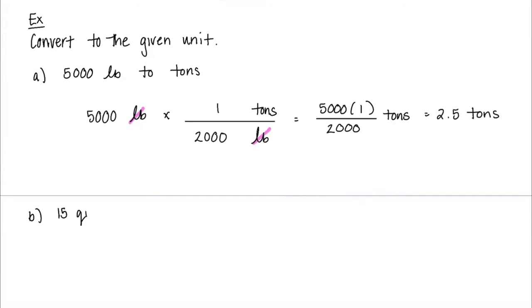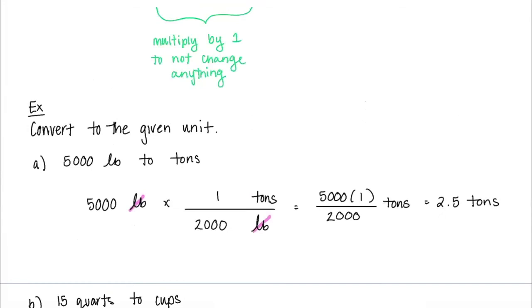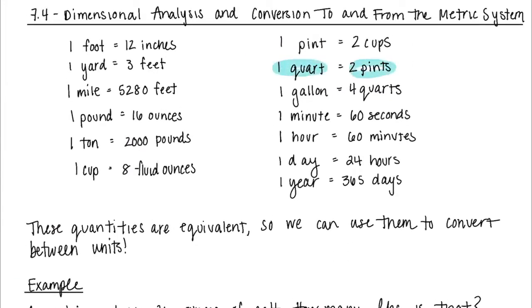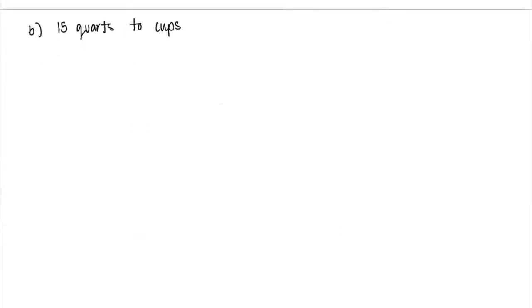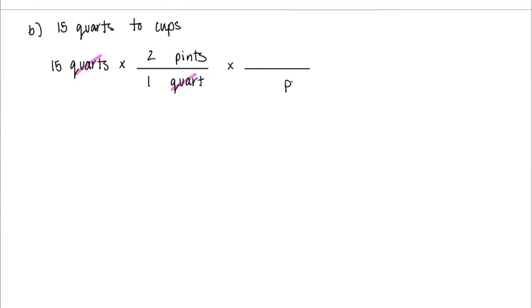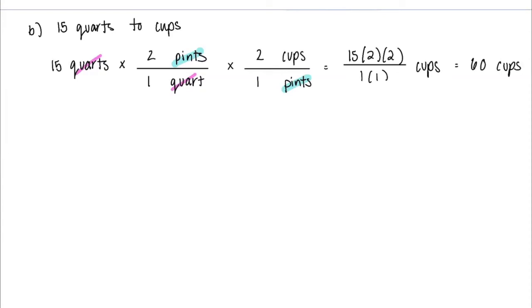If I want to do 15 quarts to cups, if I go back to my chart, unfortunately, if I start at quarts, I only know how to convert to pints. But then from pints, I can convert to cups. So we're going to use those two quantities. We'll start with our 15 quarts. The first equivalent quantity I know is that 1 quart is 2 pints. That gets rid of the quarts unit, but it leaves me with pints, not cups. So I have to multiply by something else with pints in the bottom to make this pint unit disappear. And 1 pint is equivalent to 2 cups. So now my only unit left is cups. I've got a 15, a 2, and a 2 up top, and just a 1 and a 1 in the bottom with cups as my unit. So doing that multiplication, 15 quarts is equivalent to 60 cups.